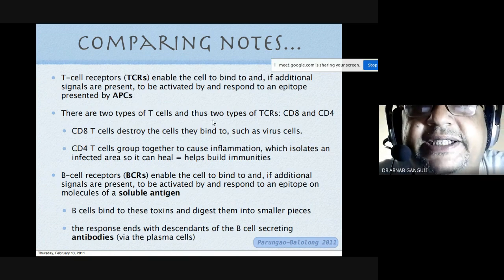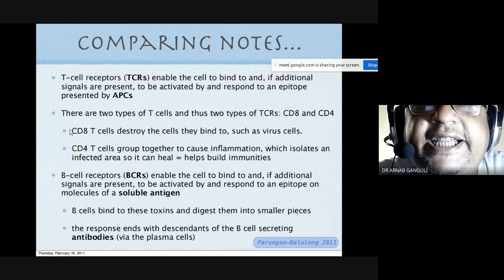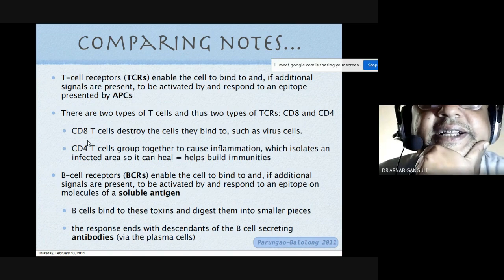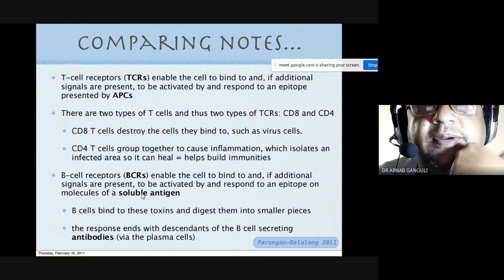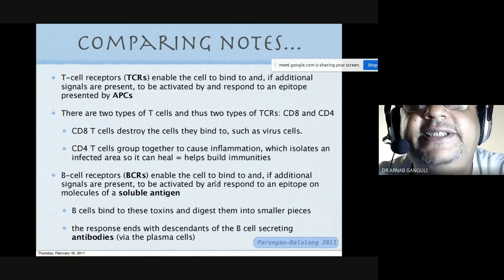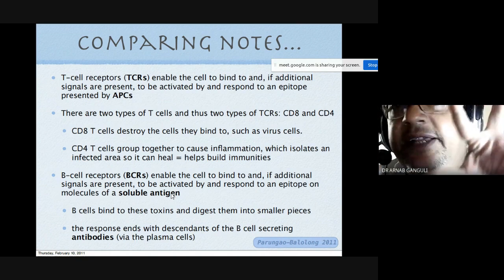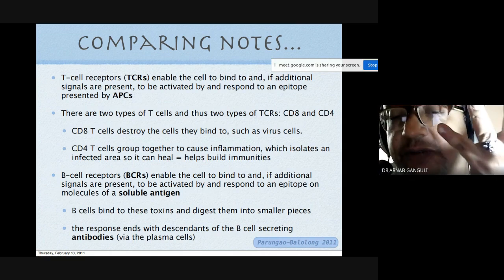There are two types of T cells. One is CD8, and the other is CD4. CD8 T cells destroy cells. So cytotoxic cells have the CD8 receptor, and CD4 is helper T cells. They cause inflammation. And B cell receptors enable the cell to bind to, and if additional signals are present, to be activated by and respond to an epitope on molecules of a soluble antigen. So this is different. They require helper T cells to activate B cells to convert them into plasma cells to release antibodies.